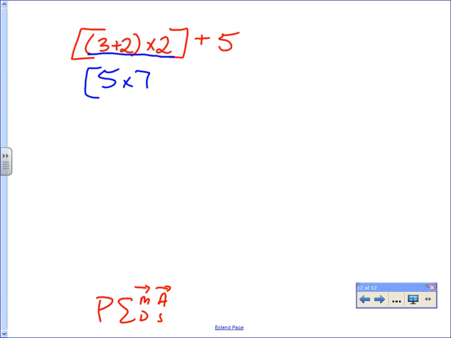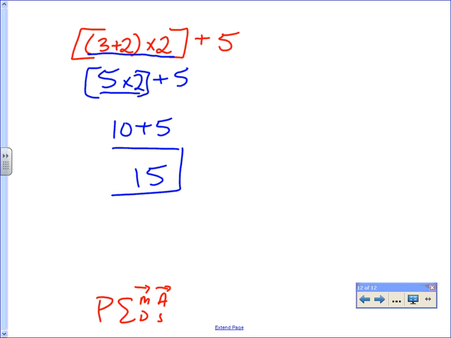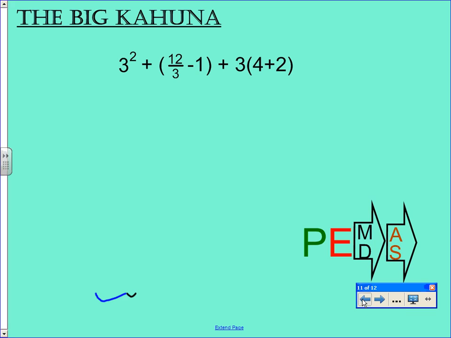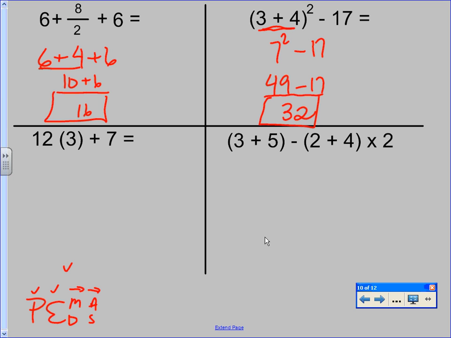And now I've solved everything in my parentheses, so they go away. And I've still got these brackets, which are basically parentheses. So 5 times 2 is 10, and then 10 plus 5 is 15. So that's a little bit complicated as well. So I'm going to go back a couple and do some more of these examples.